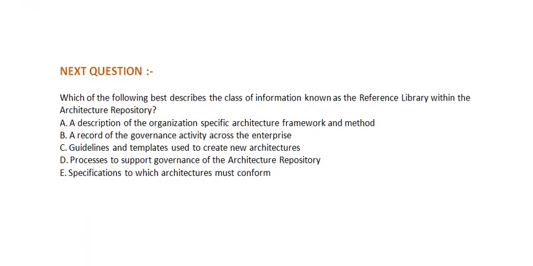Next question is, which of the following best describes the class of information known as the reference library within the architecture repository? Option A, a description of the organization-specific architecture framework and method. Option B, a record of the governance activity across the enterprise. Option C, guidelines and templates used to create new architectures. Option D, processes to support governance of the architecture repository. And option E, specifications to which architectures must conform. The correct answer is option C.